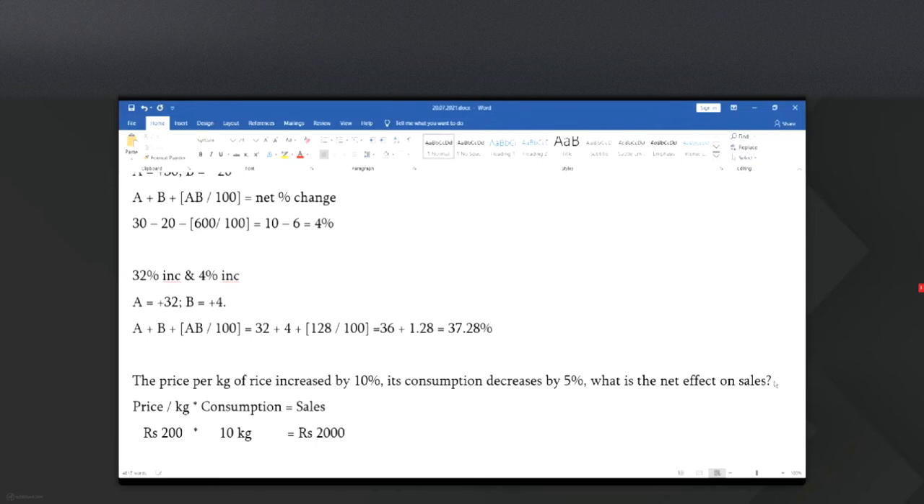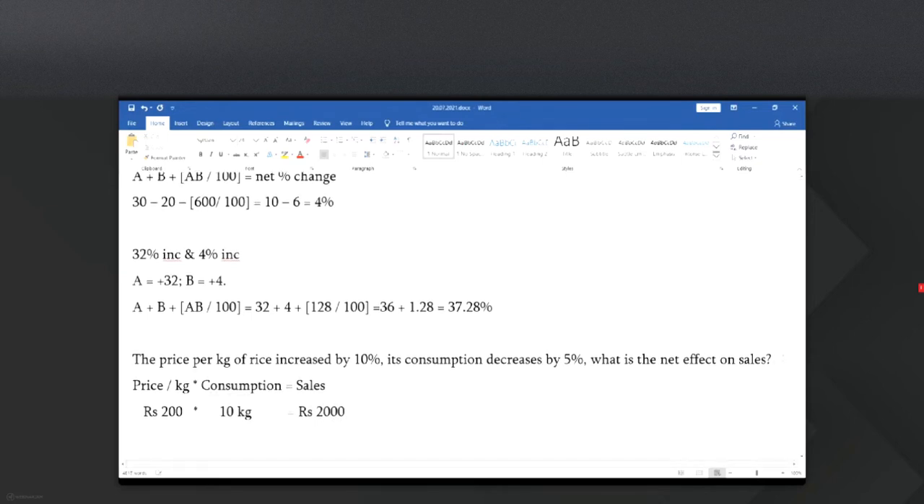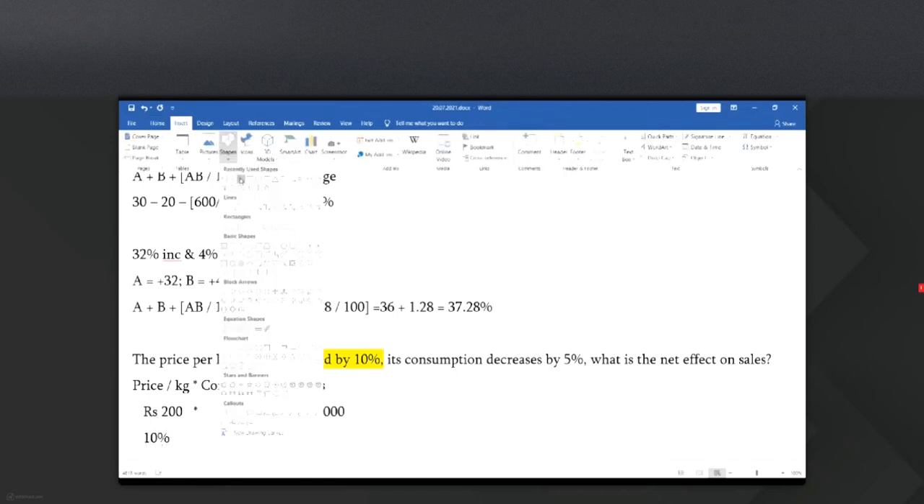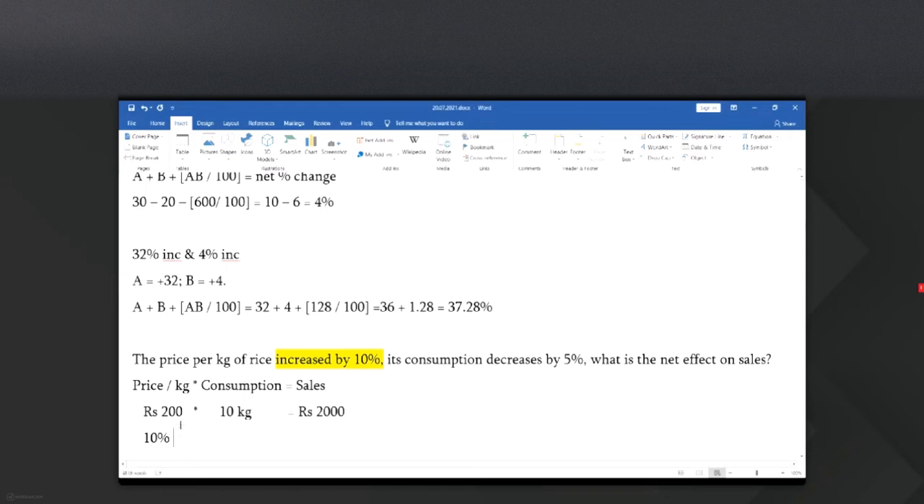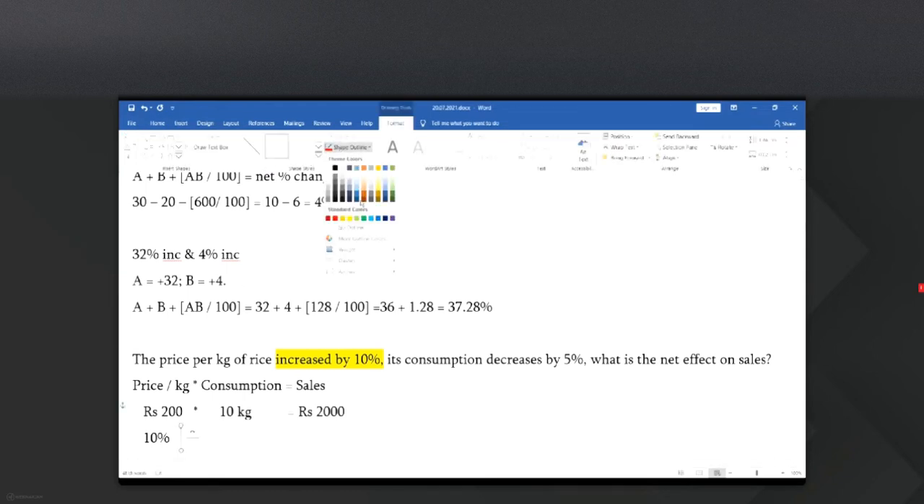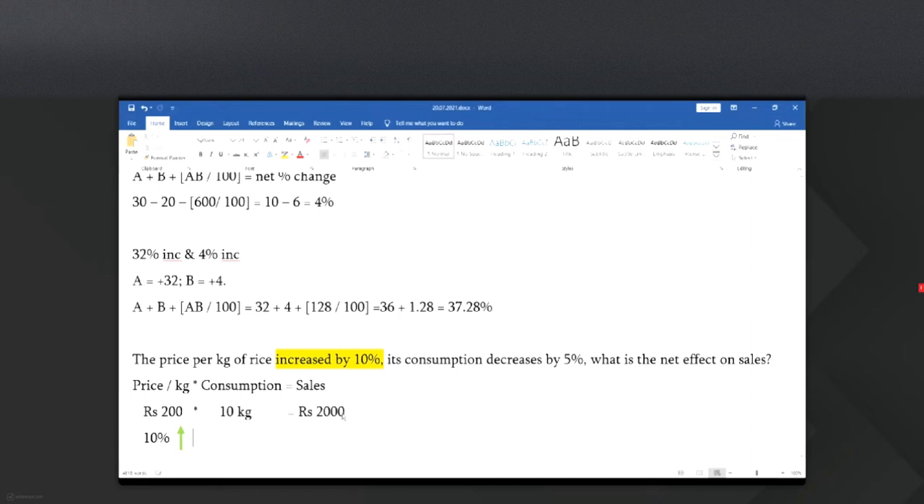Now what they're saying is the price per kg of the rice increased by 10%. So what has increased by 10%? This one has increased by 10%. So you increase this by 10%, and they say the consumption decreases by 5%. So I'll have this as a 5% decrease.